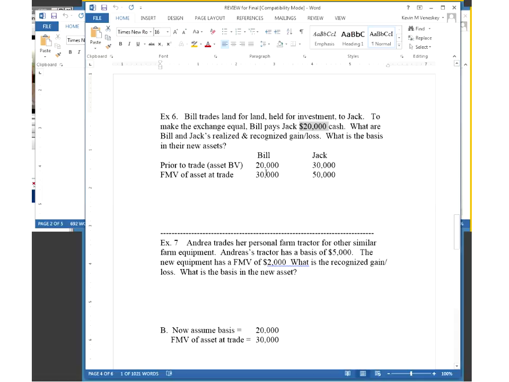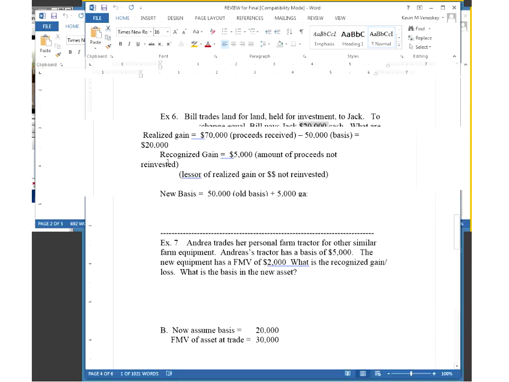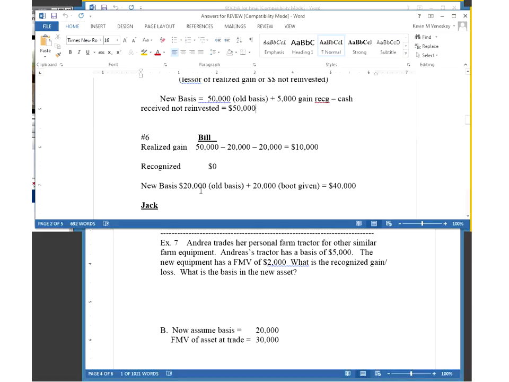So we get to Bill's basis. Always start with your old book value. So let's put down here, number 6: old book value plus the cash that we had to pay, and then we didn't have any recognized gain or loss, so nothing was affected there. So our new basis is 40,000.